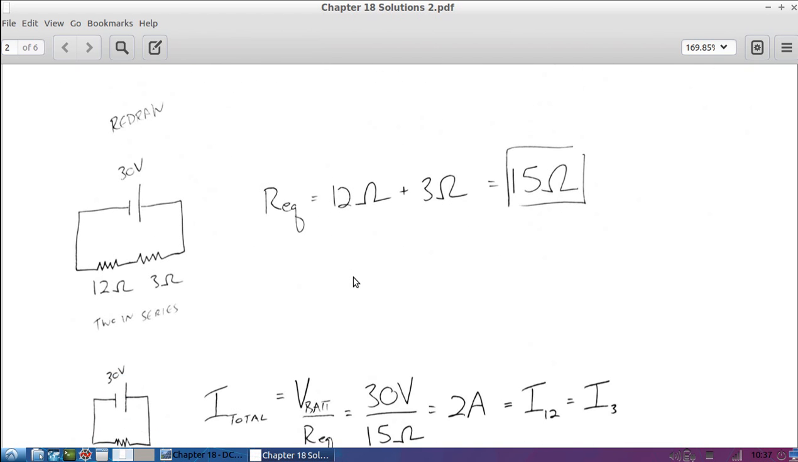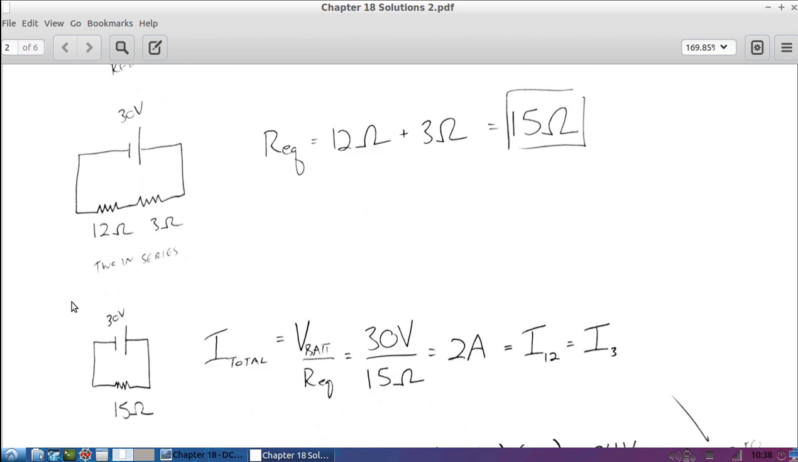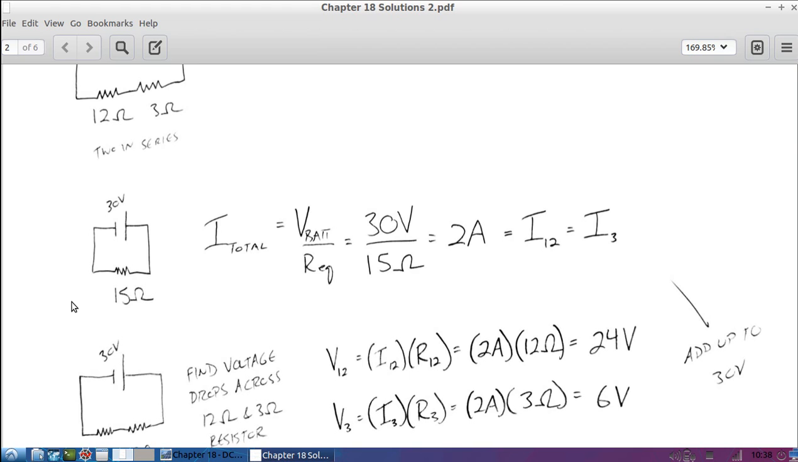So I'm going to redraw my circuit. I still have this 12 ohm resistor over here, but those three in parallel now have an equivalent resistance of 3 ohms. So now my diagram looks like a 12 ohm resistor and a 3 ohm resistor in series. So with resistors in series, all I have to do is add them up. 12 ohms plus 3 ohms is 15 ohms. So now, just like with my capacitor circuit, I'm left with a battery and a resistor.